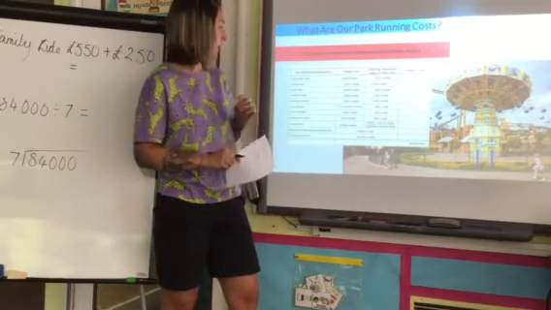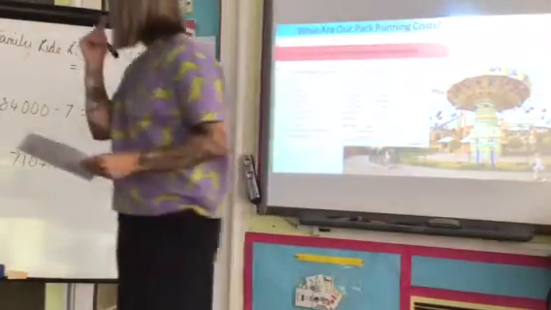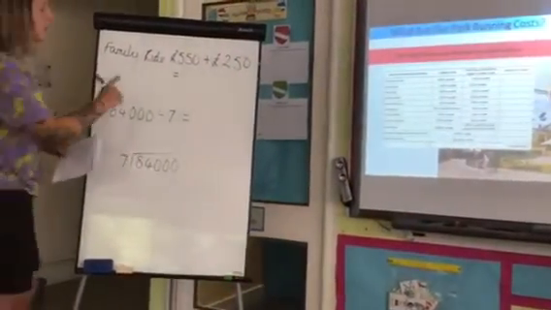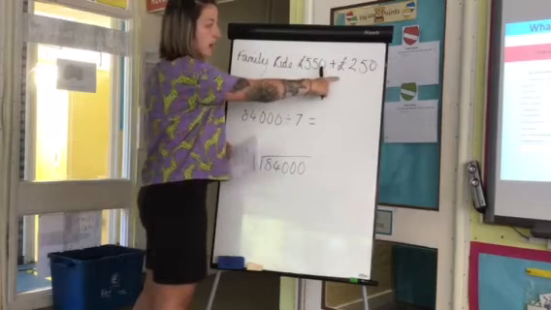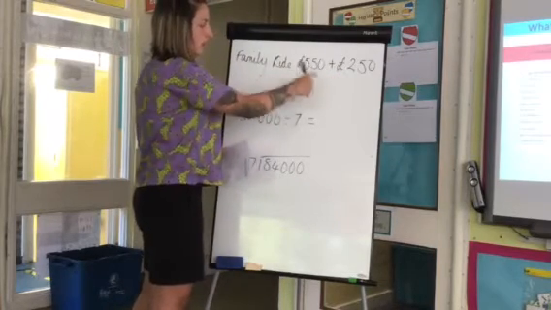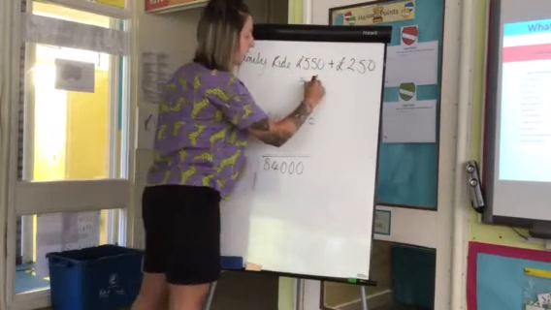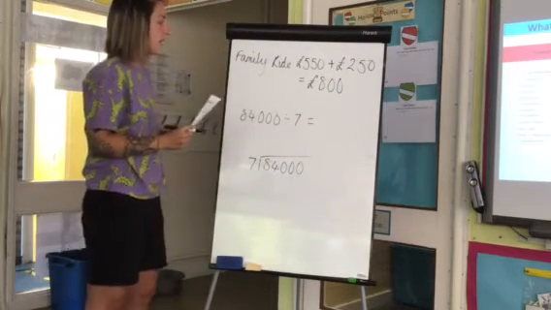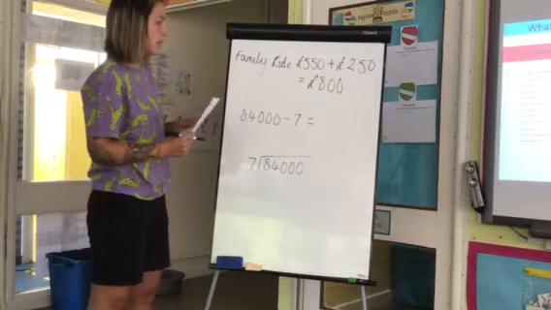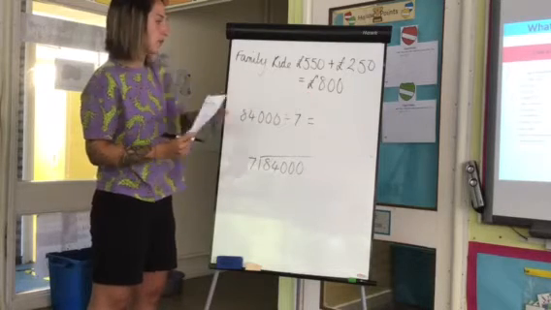I'm going to show you how to calculate a family ride. So it costs to staff a family ride £550 and it costs to run a family ride £250. If I add those together, that's £800. And if I go back to my plan and I count up that I've got 2 family rides, I need 2 lots of that £800.